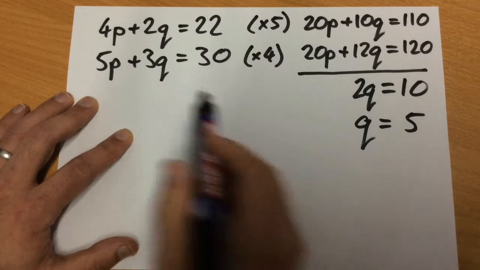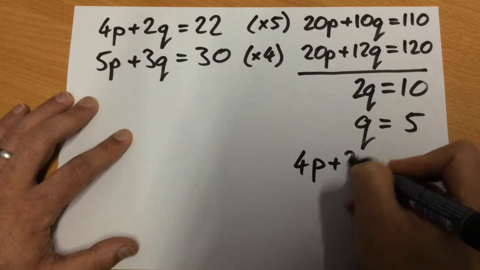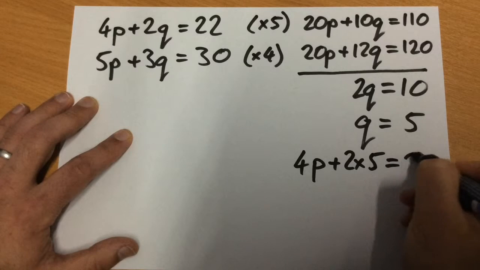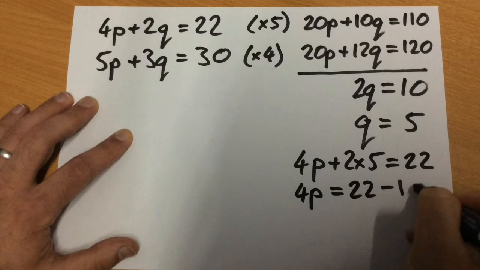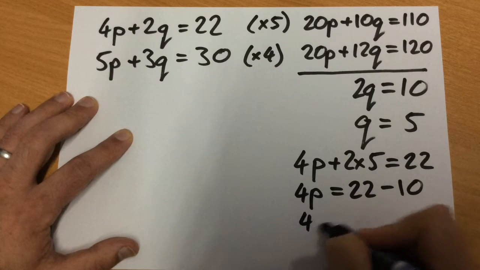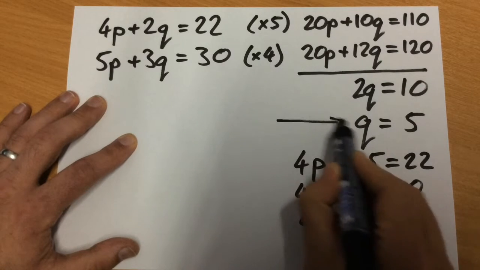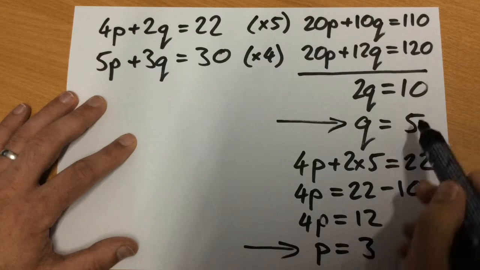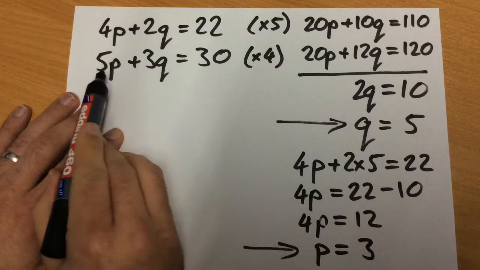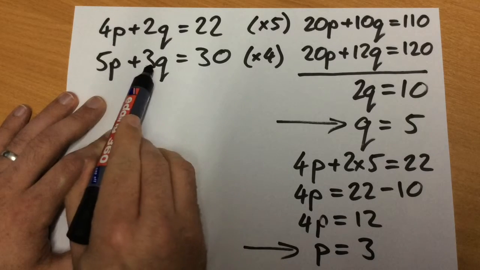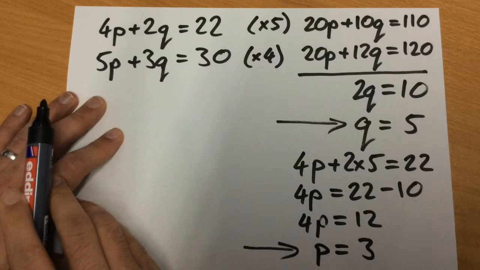I can then use this, put it in any equation I want. Let's use the top one. 4p plus 2 times the value of q is equal to 22. So 4p equals 22 minus 10, of course moving the 10 to the other side. 4p equals 12, gives me p is equal to 3. So we have q is 5, p is 3. And once again, I can take both of these values, substitute them into the second equation, and it should work. 5 times 3, 15, plus 3 times 5, another 15, 15 plus 15 equals 30. Yes, it works.